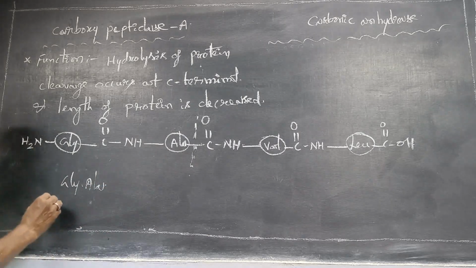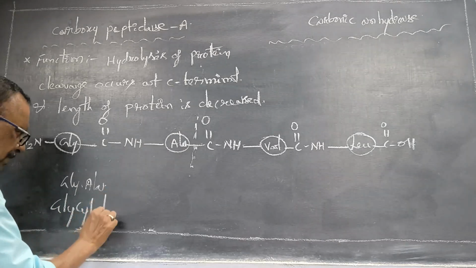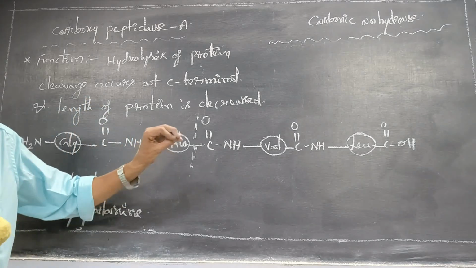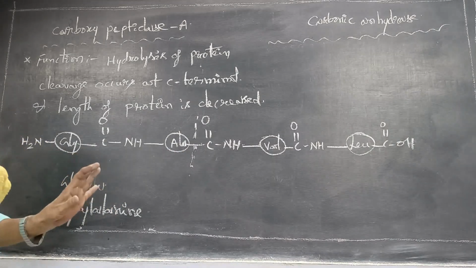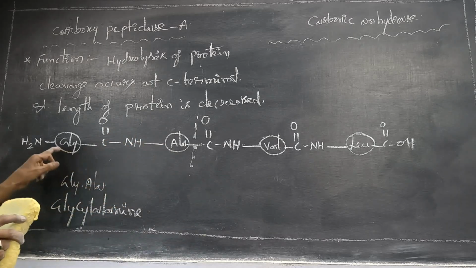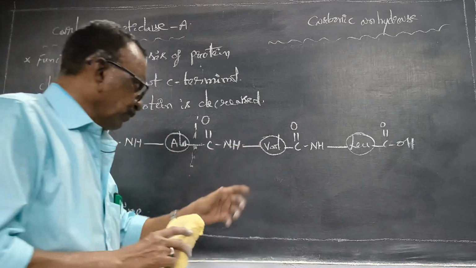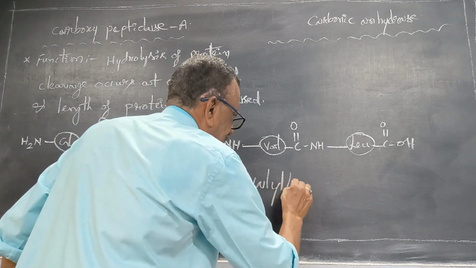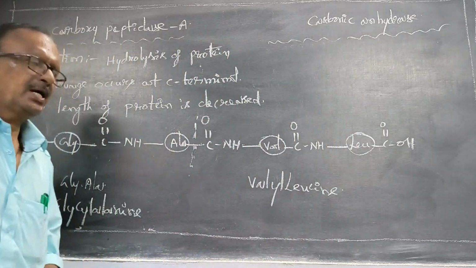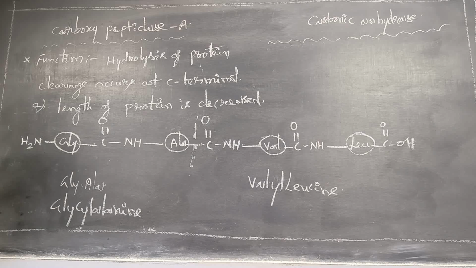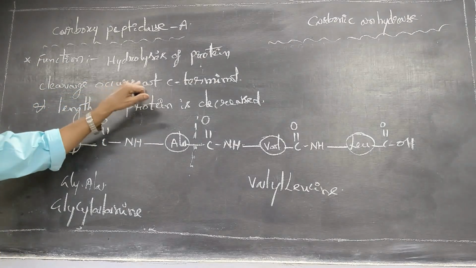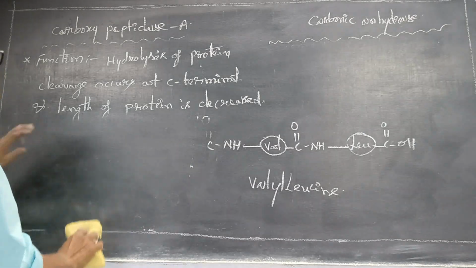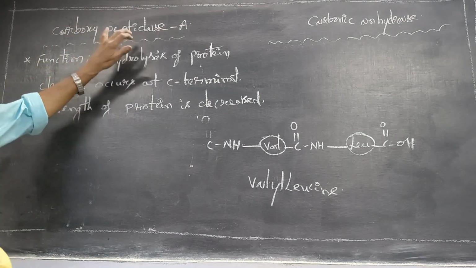So glycyl alanine. I told you, the amino acid which is containing the COOH group, in its name there should not be any change. You should not replace INE with YL. That's why it will become glycyl alanine. Now what about this one? Here we have valine and leucine. This much you can write in the examination. So the cleavage is occurring at the carboxyl terminal. That you must write. That is the most important point. So this is the information regarding carboxypeptidase A.